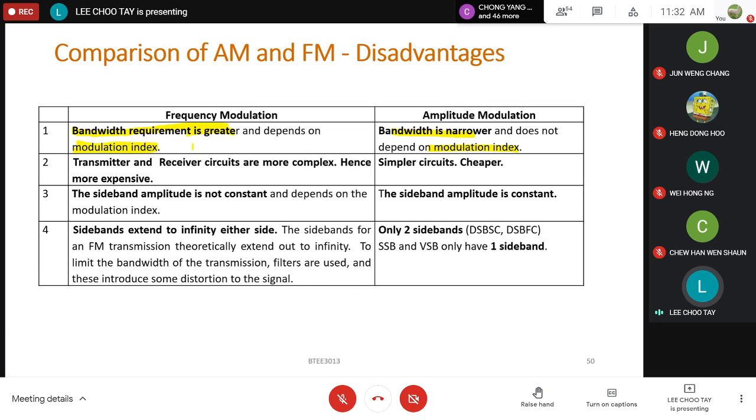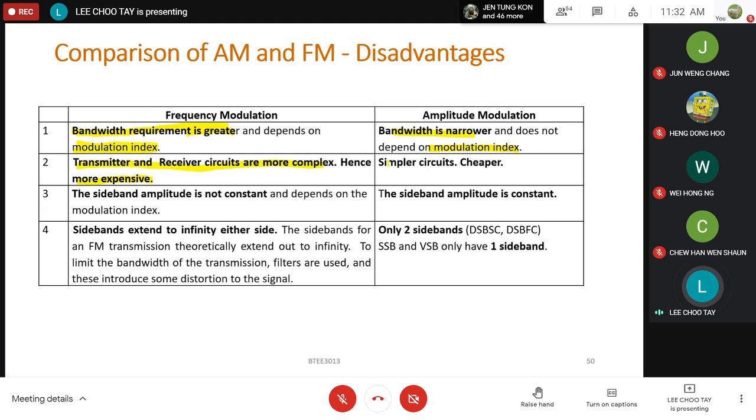The second disadvantage of FM is that the circuits are more complex, because we need an integrator, a differentiator, and filters at different stages. Therefore, for FM modulation techniques, the circuits are more complex and more expensive. But nowadays, expensive is relative. Basically, we are comparing it to AM.